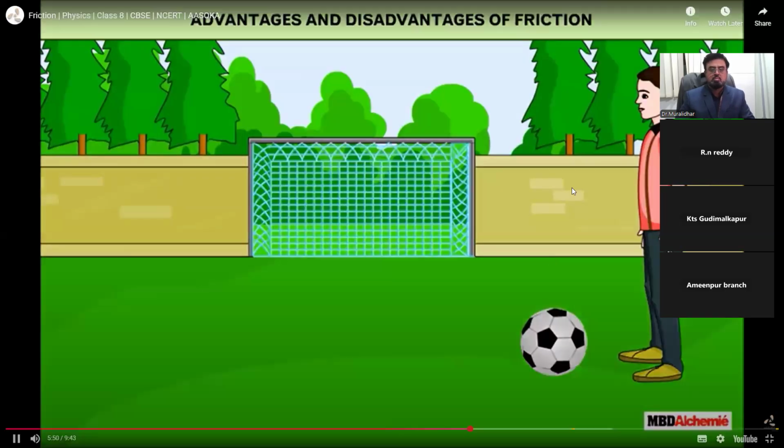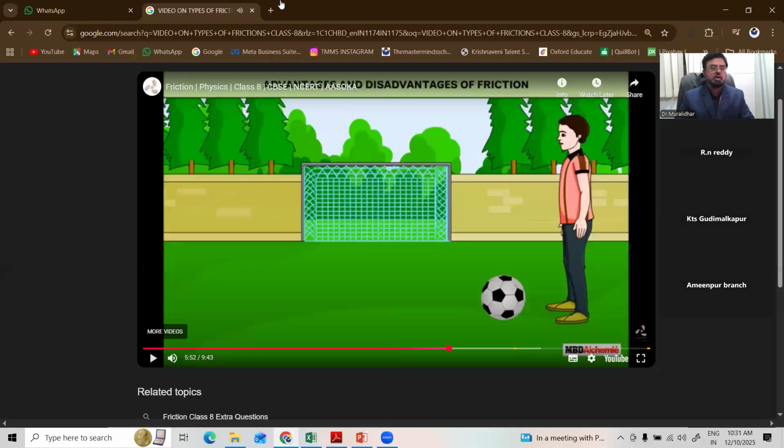Advantages and disadvantages of friction. So that we'll see in the next class, because that is our next topic, advantages and disadvantages. Right.